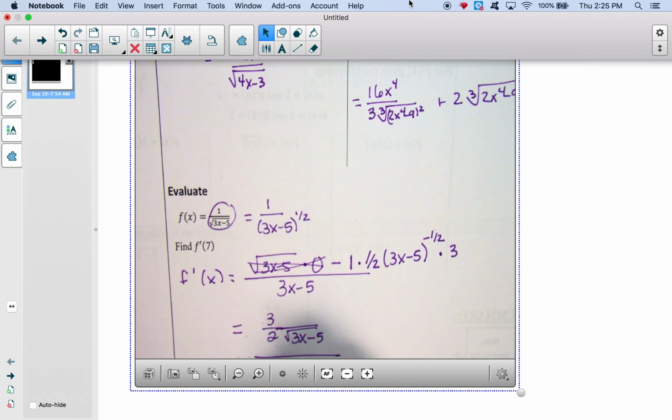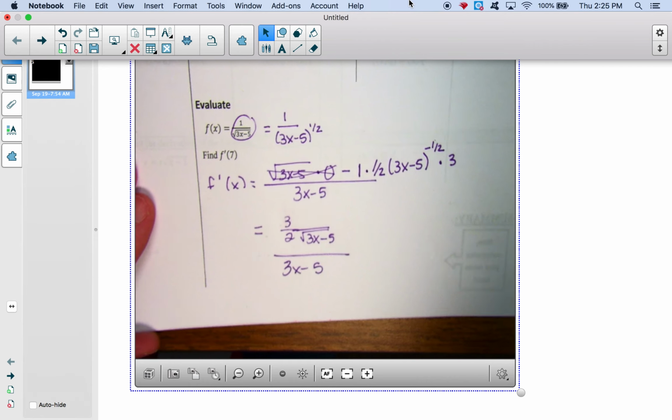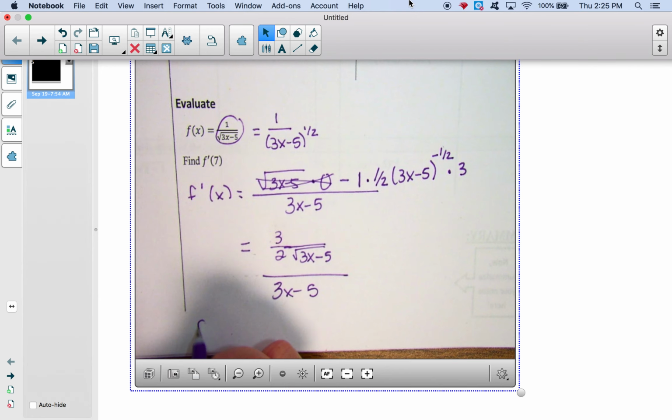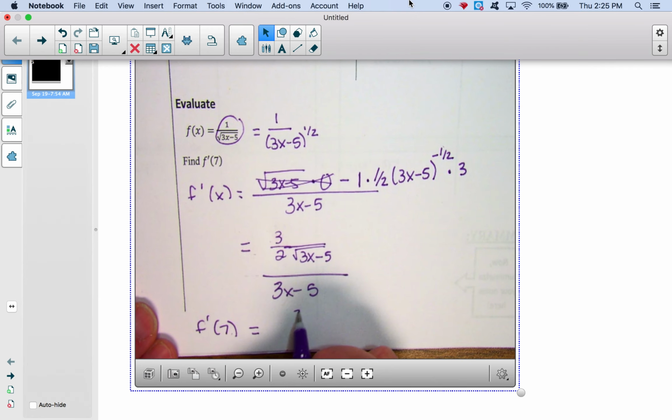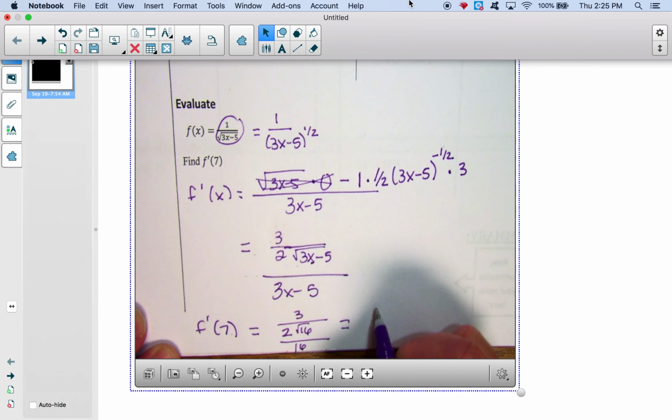All that over 3x minus 5. Now we can simplify this, but I'm going to plug in 7 and just do the math with numbers. So 3 times 7 is 21, minus 5 is 16. The square root of 16 over 16 equals 3/8 times 1/16.